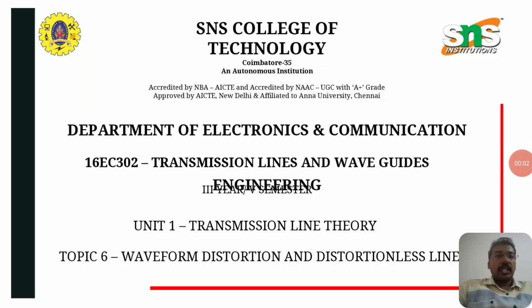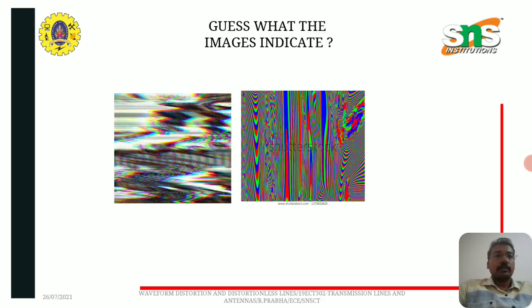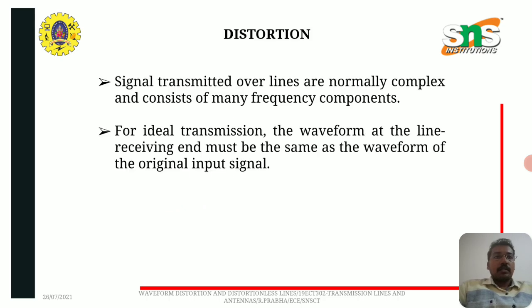Today we are going to see about waveform distortion and distortionless lines. Guess what the image indicates? Distortion. Signal transmitted over lines are normally complex and consist of many frequency components.